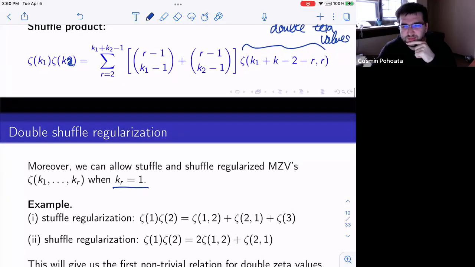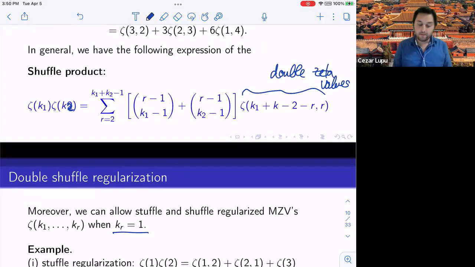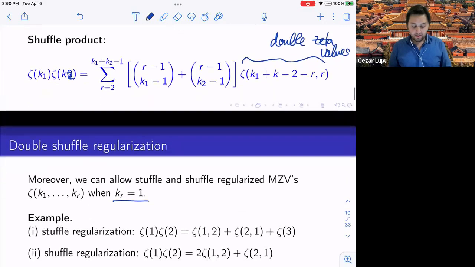Sorry, just before you move on, I wanted to ask about this shuffle product identity. Is the only proof using the integral representation? This one here? No, it doesn't use the integral representation. Okay, sorry. Yes, you just expand the fractions. Yeah. Okay.